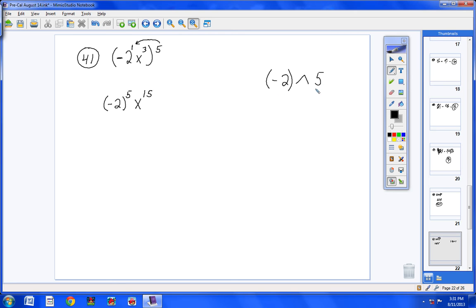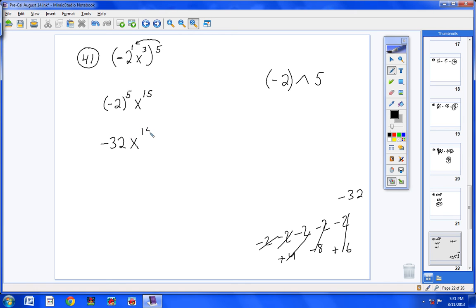Negative 2 to the 5th power is negative 32. If you want to do it the long way, it'd be negative 2 times negative 2 times negative 2 times negative 2 times negative 2. Negative 2 times negative 2 is positive 4. Positive 4 times negative 2 is negative 8. Negative 8 times negative 2 is positive 16. And positive 16 times negative 2 is negative 32. Either way, you get negative 32.